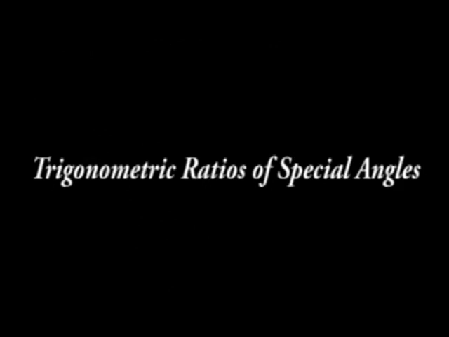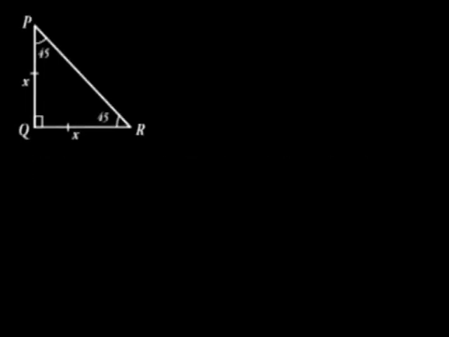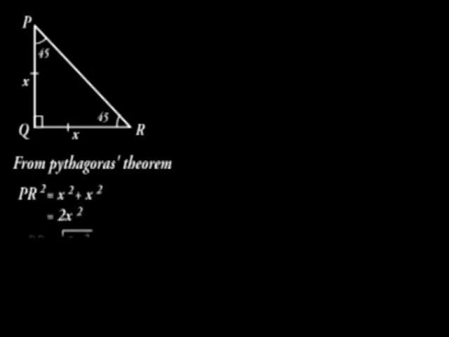Trigonometric ratios of special angles. Consider a right-angled triangle which is also an isosceles triangle. The acute angles are both 45 degrees. From Pythagoras' theorem, PR squared is equal to x squared plus x squared, which is 2x squared. PR is square root of 2x squared, which is x root 2.